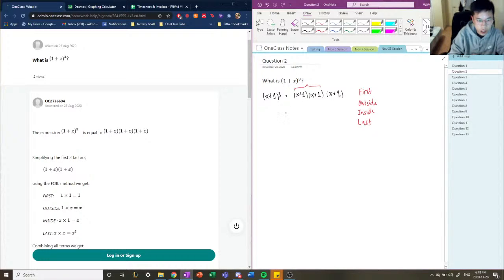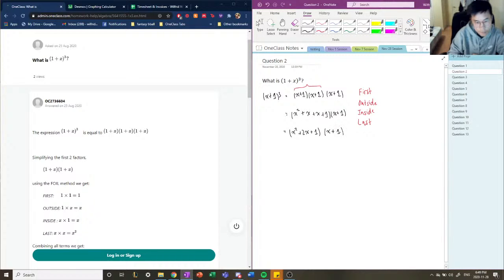So if we FOIL, what are we going to get? x times x, the first terms, is x squared. The outside terms, thinking about this in a more spatial sense, are the two outward terms. So x times 1 is x, so plus x. The inside terms are the ones on the inside, so 1 times x is x. And the last terms of each bracket, 1 times 1, is 1. We simplify this to get (x squared + 2x + 1) times (x + 1).